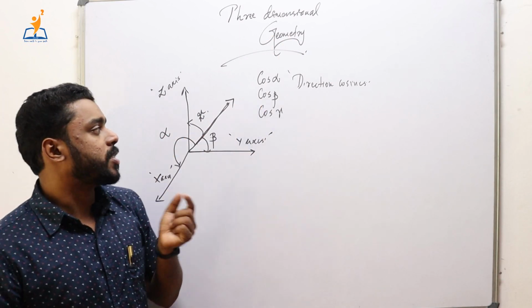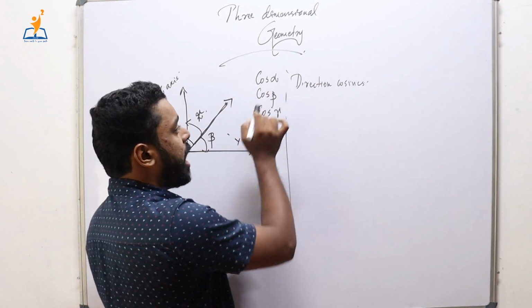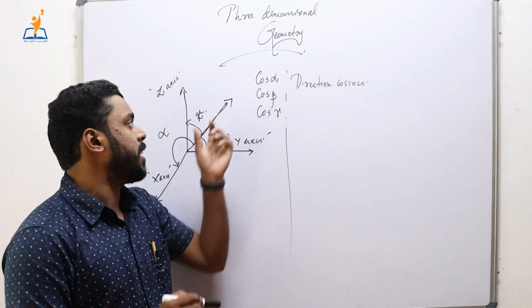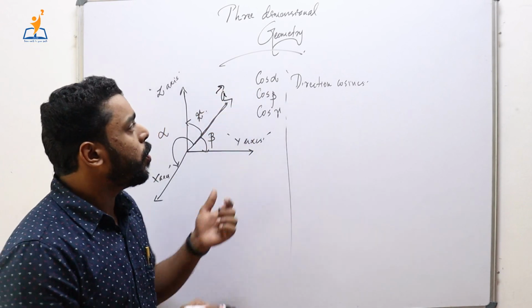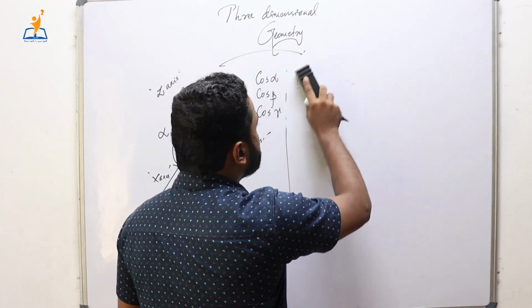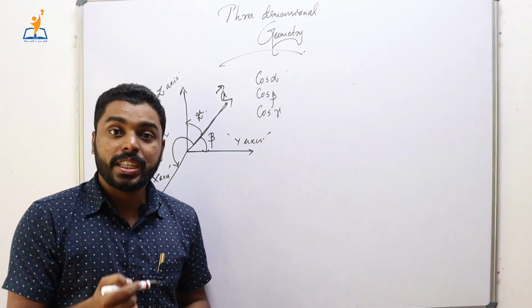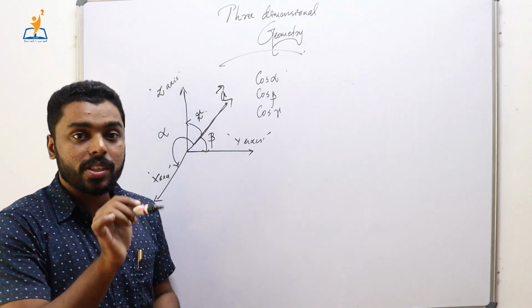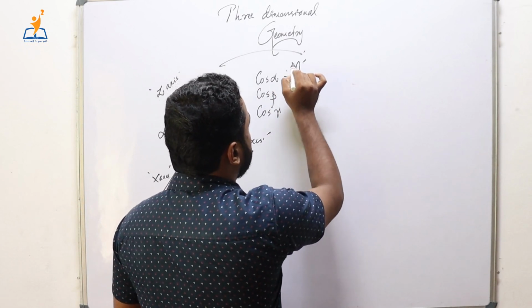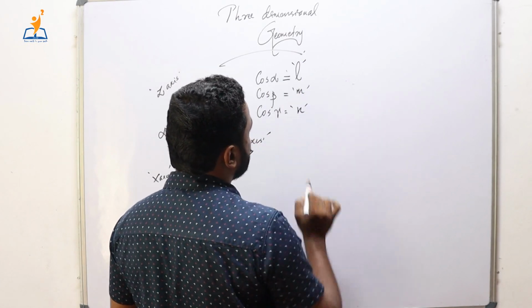Now cos alpha, cos beta, cos gamma are the direction cosines of the vector, say vector A. Now we are going to denote these direction cosines in a special notation. Always remember that cos alpha, cos beta, cos gamma are the direction cosines, whereas alpha, beta, gamma are respectively the angles made by the vector with the x-axis, y-axis and z-axis. We are going to denote cos alpha by the letter L, cos beta by the letter M and cos gamma by the letter N throughout this chapter.